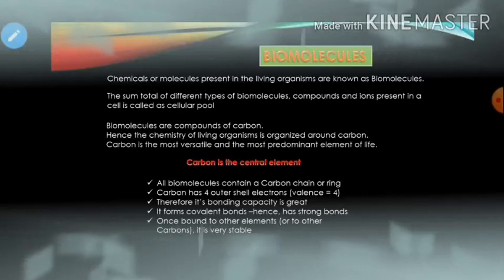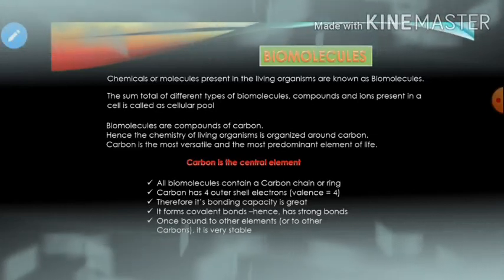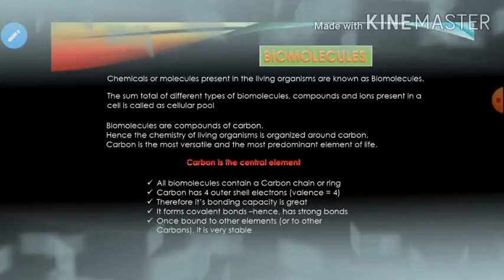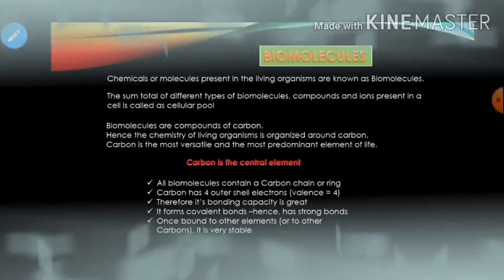Carbon has 4 outer shell electrons. Therefore, its bonding capacity is great. It forms covalent bonds, hence has strong bonds. Once bonded to other elements, it is very stable. So that is why carbon is a very important element of biomolecules. So that is why it is said that carbon is the central element.